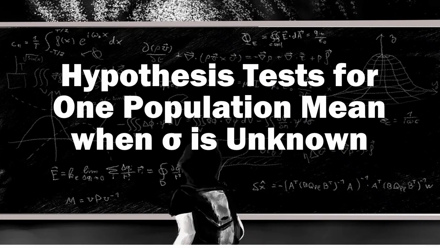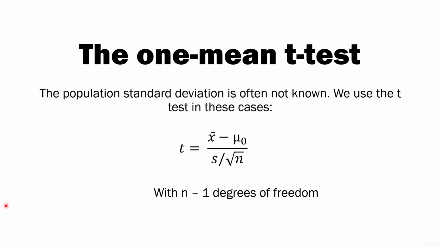All right, so we've already done the confidence interval for the Z. We've also done the hypothesis test for the Z, but now we can do hypothesis tests for one population mean when we don't know the standard deviation. And you guys have already done the confidence interval procedure that goes with this. This is the formula for the one mean t-test.